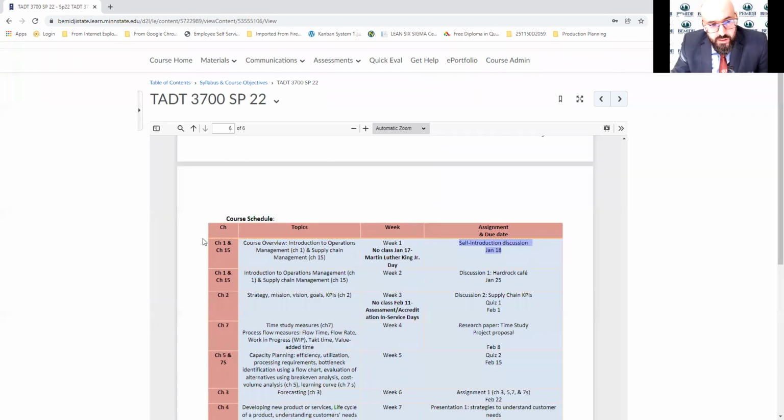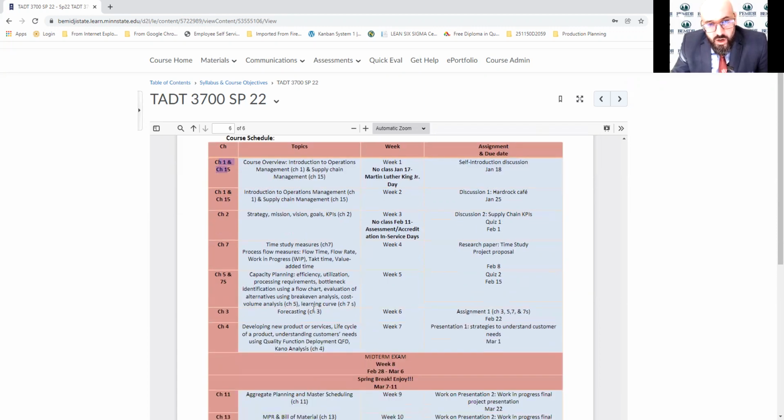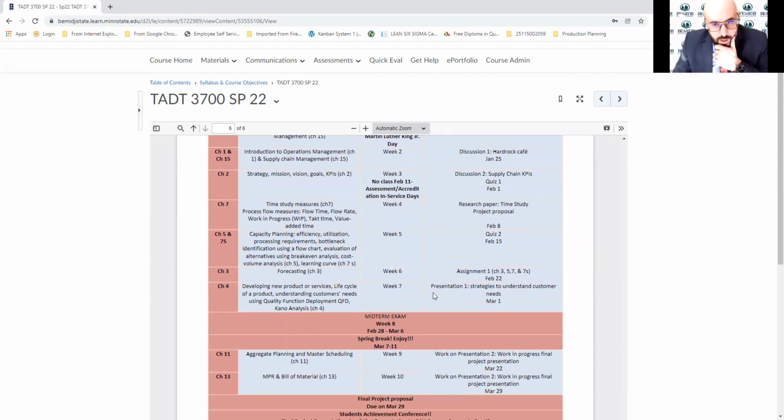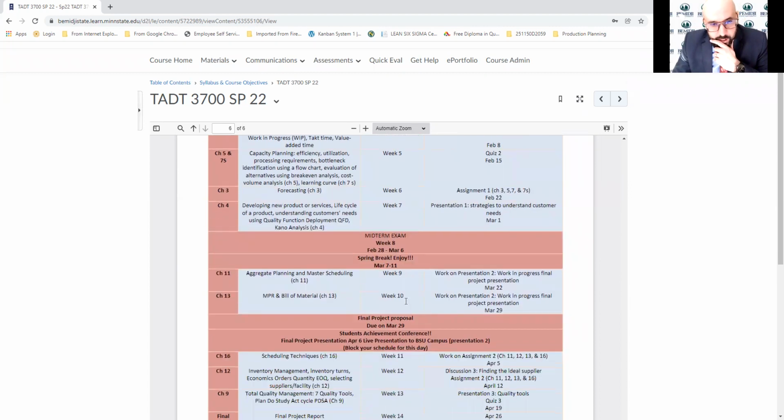And I also listed on the very left column right here which chapter we will be using from the book. So this will give you an idea of the content that we will be covering, so you could prepare ahead of time before you come to class. You can read this on your own time.